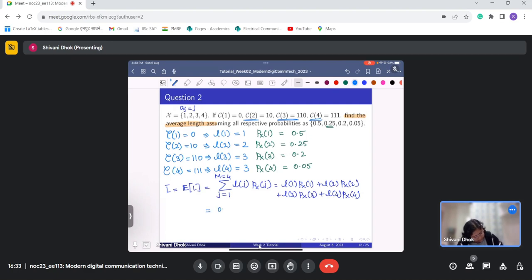So let me write it properly. Length of 1 is 1 into probability of 1, which is 0.5, plus length of 2 is 2 into probability of 2, which is 0.25, plus length of 3 is 3 into probability of 3, which is 0.2, plus length of 4 is again 3 into its probability, that is 0.05. Okay, so this is 0.5 plus 0.5 plus 0.6 plus 0.15. This is 1 plus 0.6, 1.6, plus 0.15, that is 1.75. So this is 1.75 bits.